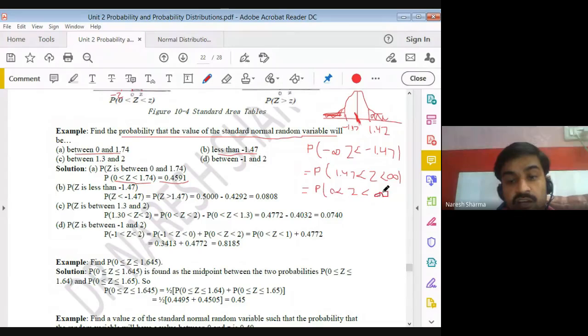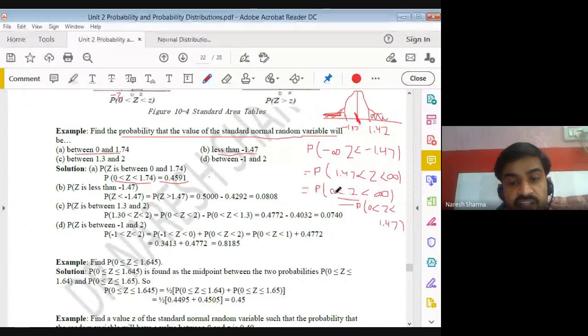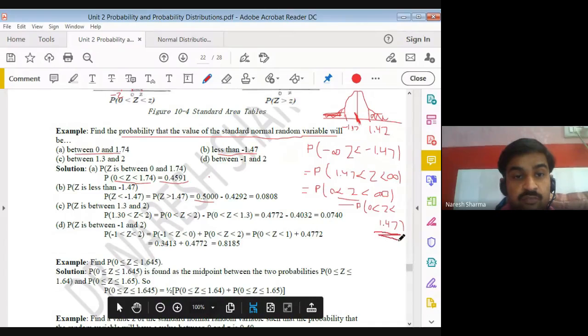We know that half the probability is 0.5, so the probability from 0 to infinity is 0.5. And we subtract the inner part, that is, from 0 to 1.47. This 0 to 1.47 we can check from the table.